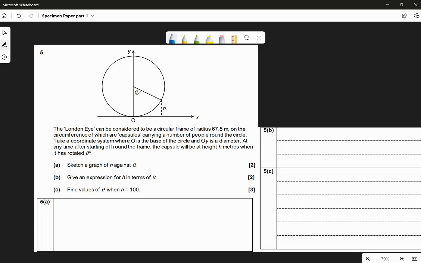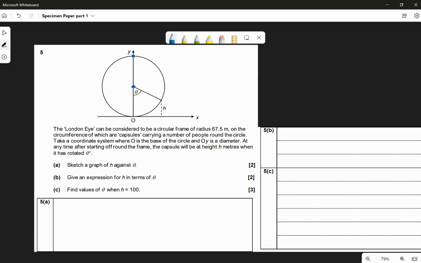The London Eye can be considered to be a circular frame of radius 67.5 meters. So the distance from the center of that circle to the edge, anywhere on the circumference, is 67.5 meters, which tells me that the height of that circle is 135 meters because it's 2 radii. On the circumference of which are capsules carrying a number of people around the circle.